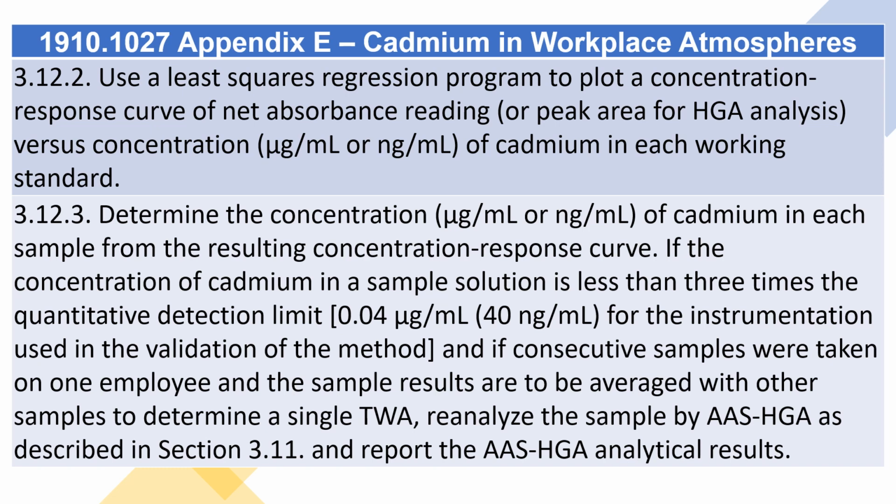If the concentration of cadmium in a sample solution is less than 3 times the quantitative detection limit, 0.04 µg/ml, 40 nanograms per milliliter, for the instrumentation used in the validation of the method, and if consecutive samples were taken on one employee and the sample results are to be averaged with other samples to determine a single TWA, reanalyze the sample by AAS-HGA as described in section 3.11, and report the AAS-HGA analytical results.